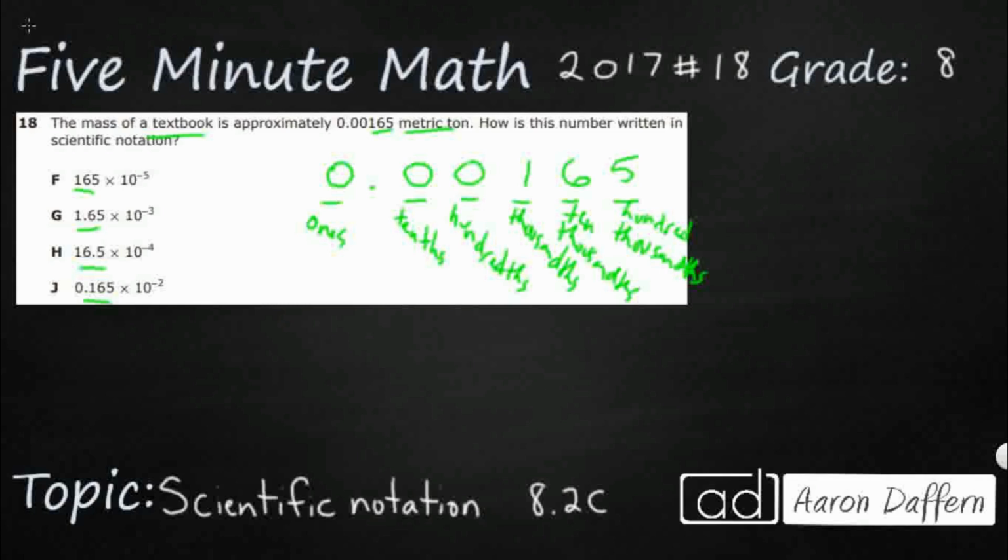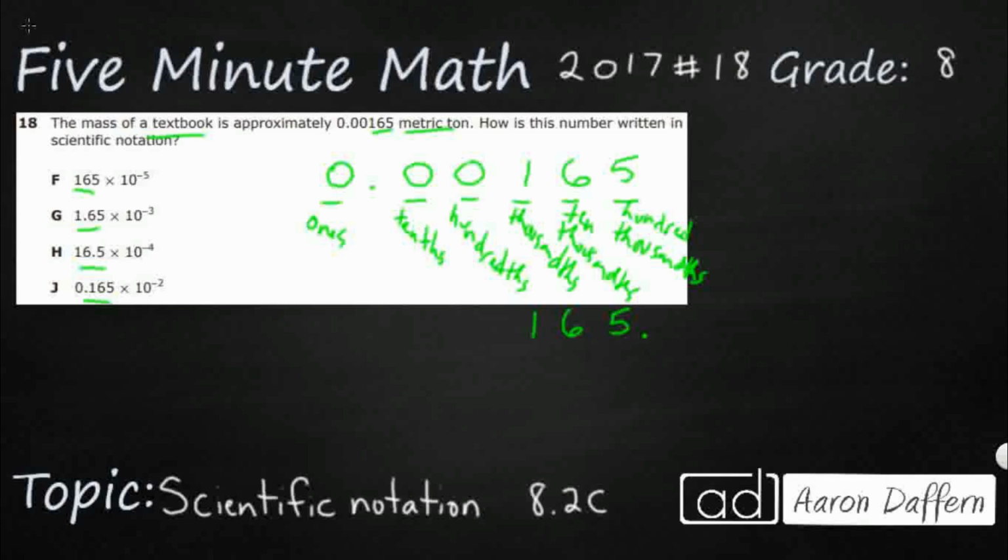So scientific notation lets us take really, really small numbers, and that's what we're doing here, or you can also use really, really large numbers and make it a little bit more manageable. So let's see what 165 times 10 to the 5th looks like, okay? So 165 times 10 to the 5th. So the decimal goes right there.